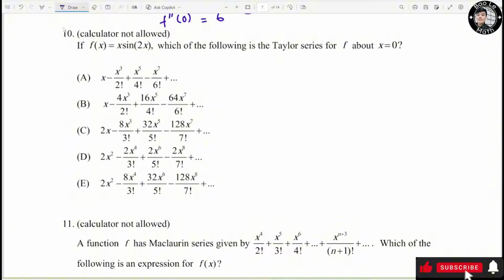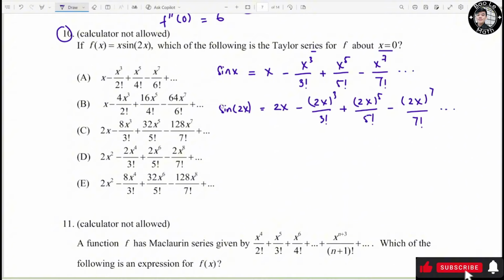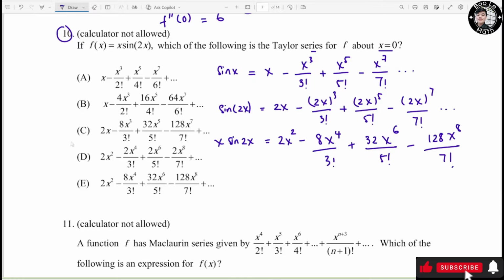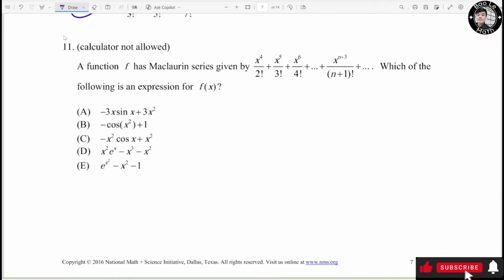Now let's move on to question 10. If f of s equals s times sine 2s, which of the following is the Taylor series for f about s equals 0? We have sine s is given by, now we have sine of 2s, just replace s with 2s, multiply both sides by s. So we have s sine of 2s equals, so the answer must be E. Now let's move on to question 11. A function f has Maclaurin series given by this guy.